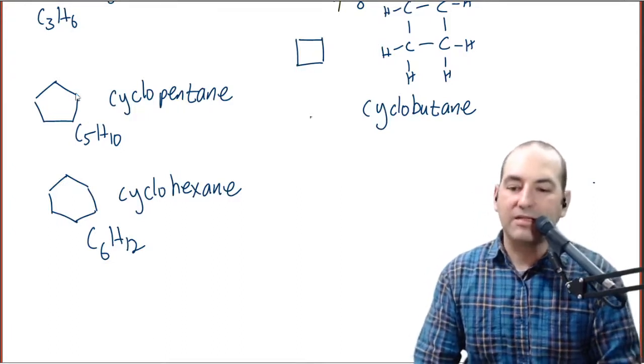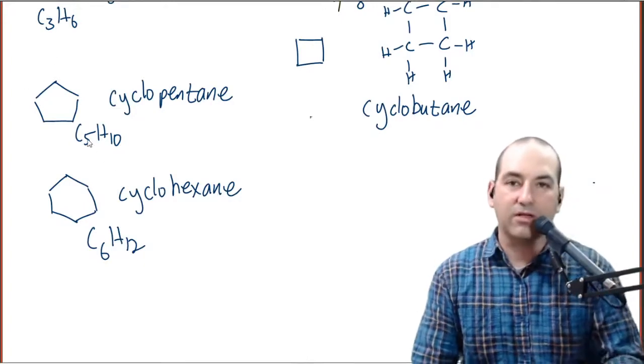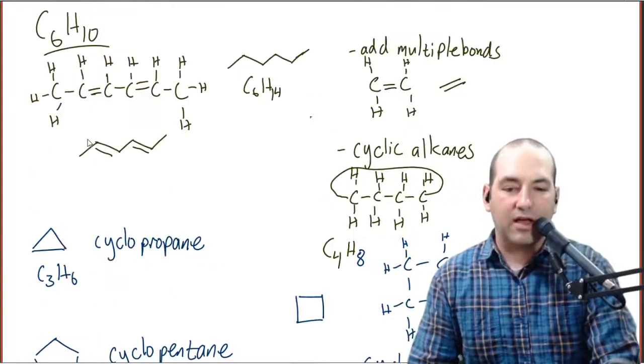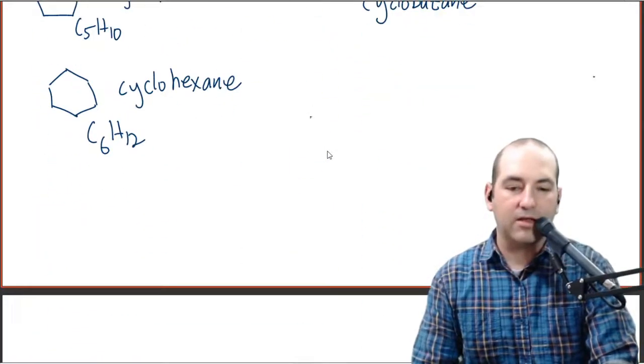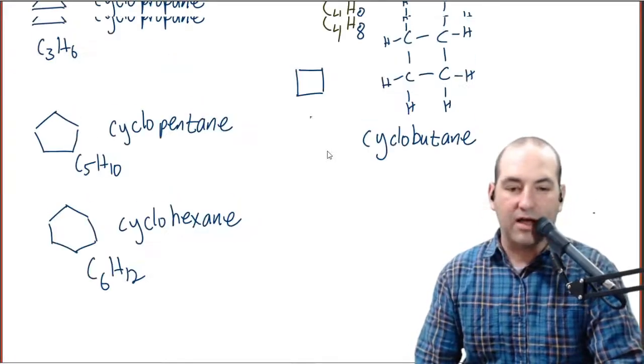You could have cyclopentane, you could add a double bond and then add another carbon sticking off the side somewhere. That would also be C6H10. So there's a lot of options there. You could use cyclic alkanes, you could add multiple bonds. And then you'd want to find out if those isomers are the same, the ones that you draw, or not.